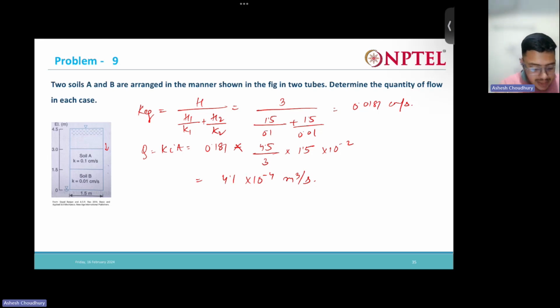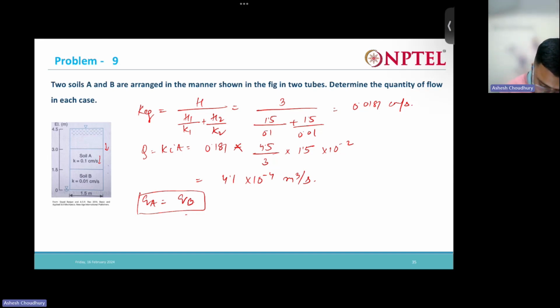But if you want to really understand this, what we can do is calculate the flows at each soil, soil A and soil B, then add these flows. That way it will be a little bit more clear to you. So how do you do that? See, the flow rate in soil A will be equal to the flow in soil B. This is one condition that has to be followed. Obviously, water entering here is water leaving and entering the other, same, so flow has to be same.